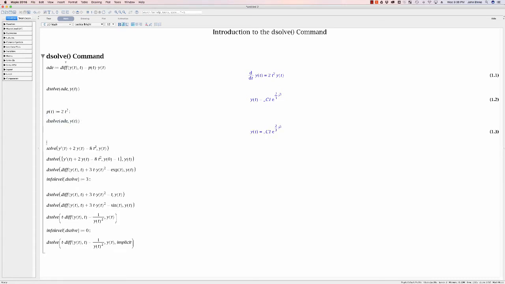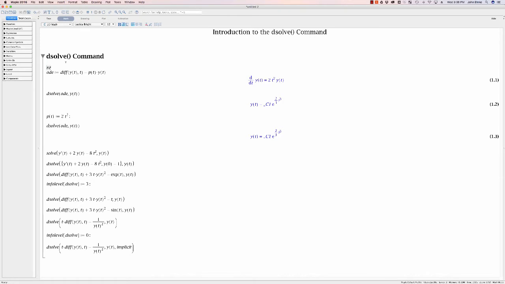If I didn't want p of t to be defined that way, I could use what's called the restart command to basically clear all of the definitions. So I had stored p of t to the function 2t squared. I had stored ODE to this differential equation. By doing restart, it basically wipes all that clean. So what you can see now is if I go in and hit this now, it doesn't know what p of t is any longer, and it just gives me the differential equation.